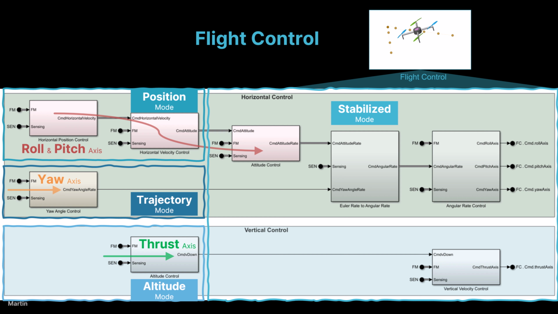This modular control structure allows for progressive layering of functionality while maintaining robustness and clarity in design, making it easier to tune and verify individual control components at each mode of operation.